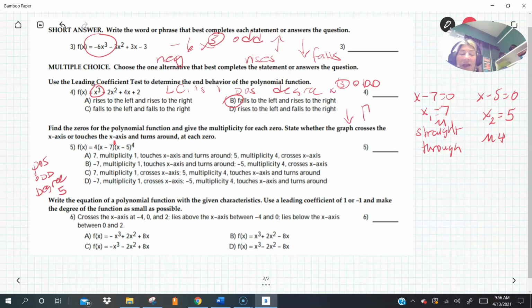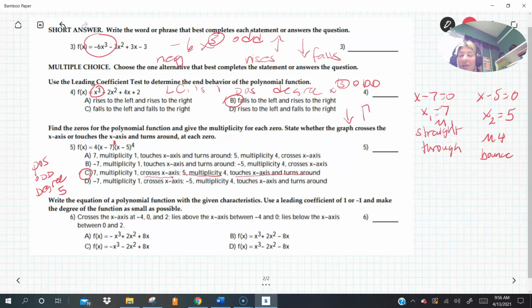So when we look at the answers to problem 5, the best answer is 7 has a multiplicity of 1, it crosses the x-axis. 5 has a multiplicity of 4, it touches the x-axis and turns around. Even roots do that bounce type.